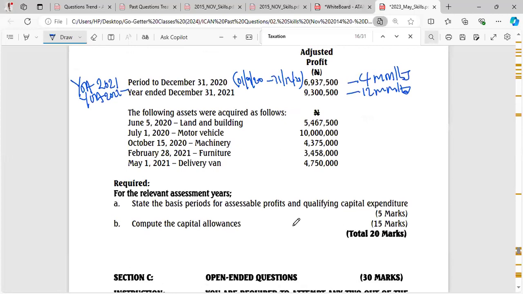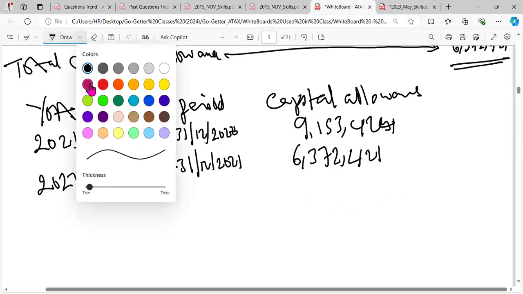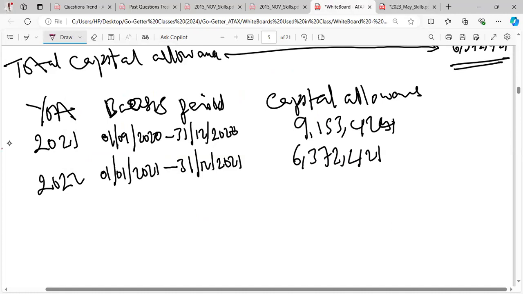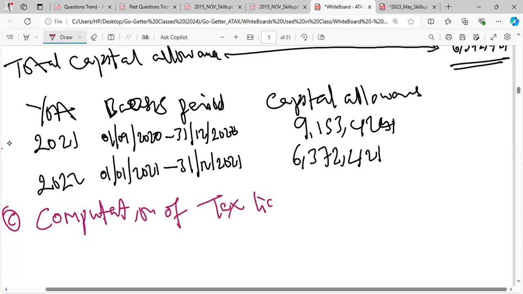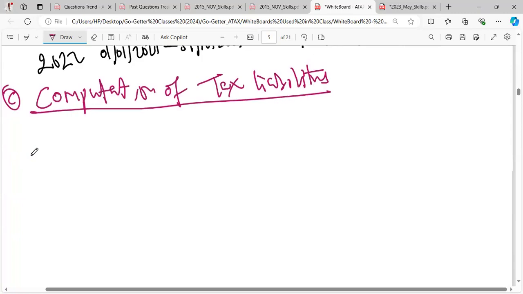Now, assuming we are told to look for the tax liability, I'll just do that as a bonus. It was not required, but let's say you are asked to find the tax liability. So you simply come here, see computation of tax liabilities. I'll do it with this color.